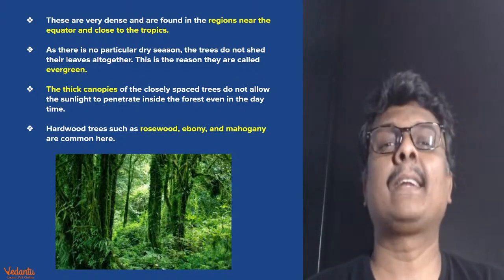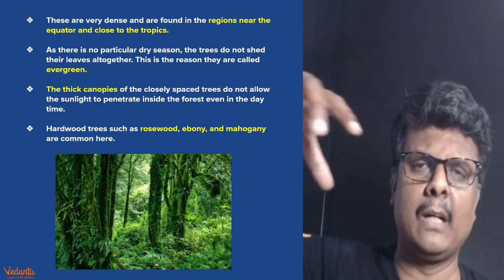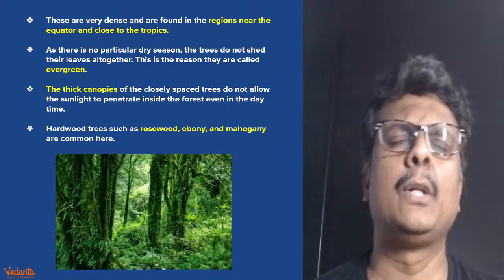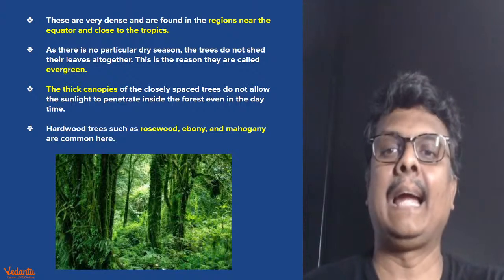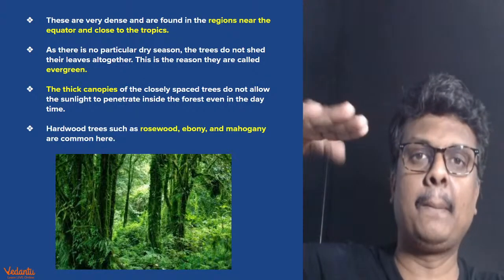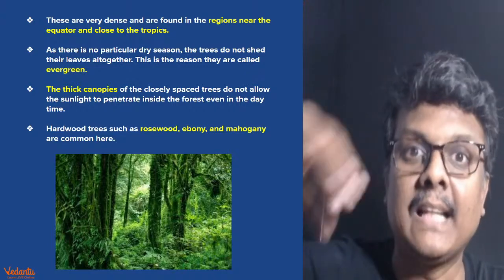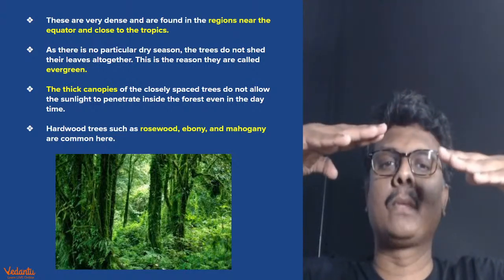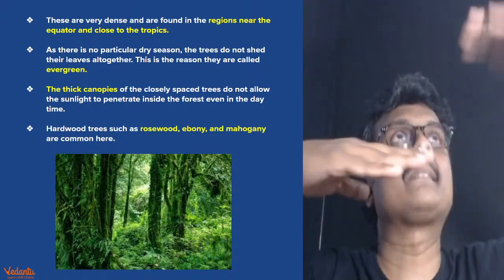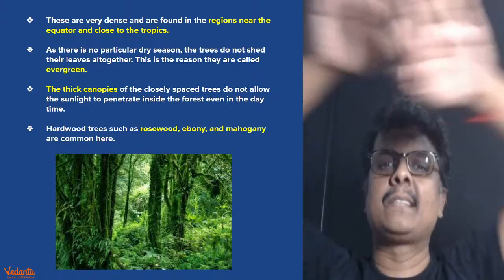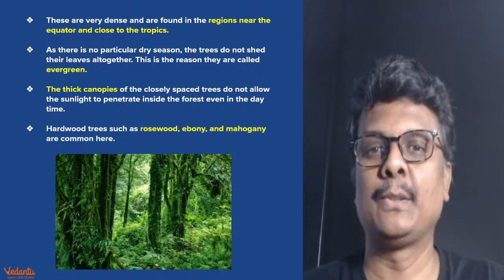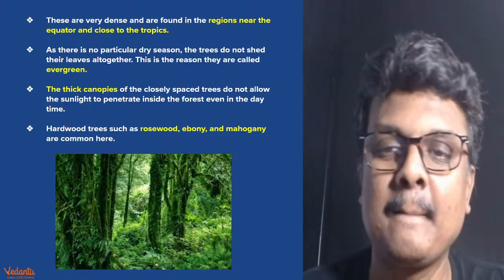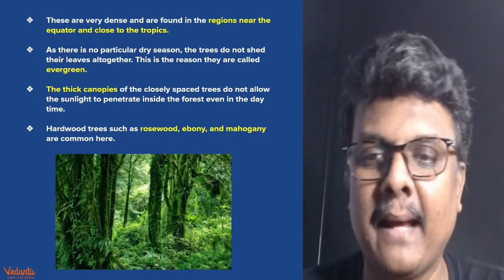Guys, tropical evergreen forests are those which are very close to the equator, with a typical tropical climate, where you have a lot of rainfall and a very congenial temperature as well, and there is no dry season. So typically the leaf shedding doesn't happen in the trees. That's why they are called evergreen. And the trees grow so closely that sunlight cannot peep in. The canopies, the top part, it's like flat. It completely closes. You don't see any gap for the sunlight to peep in at all. So what woods grow here? Rosewood, ebony, mahogany. Clear?